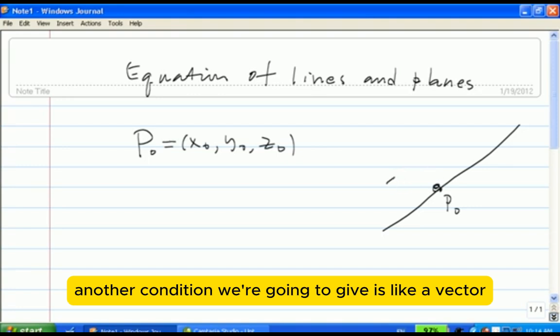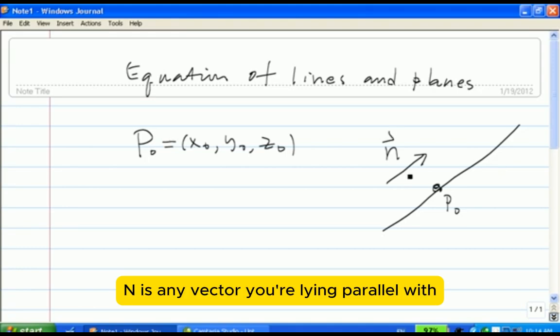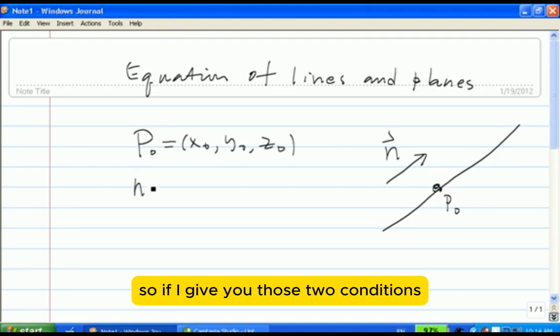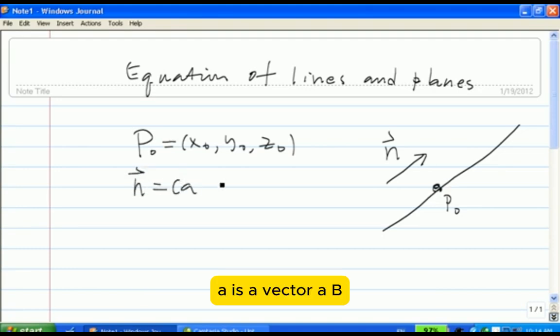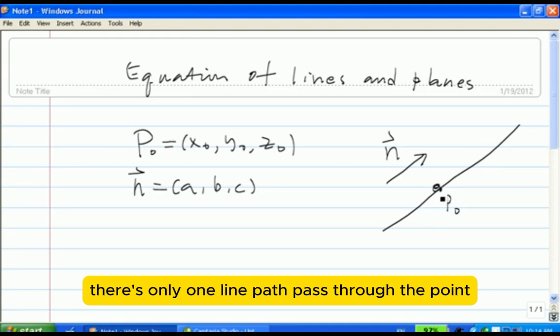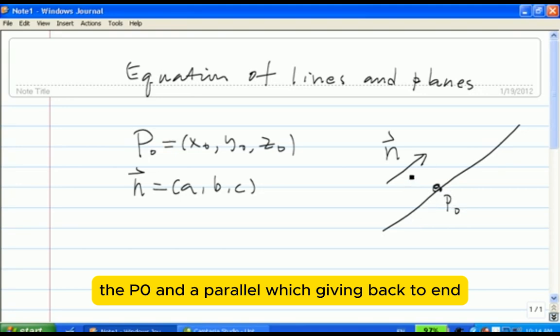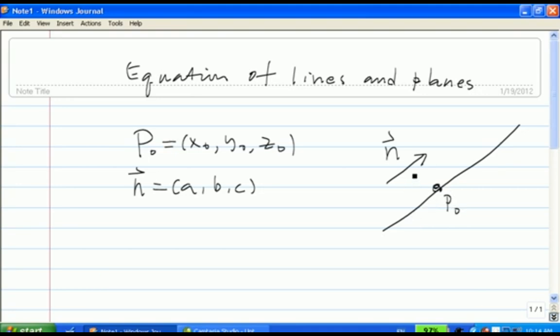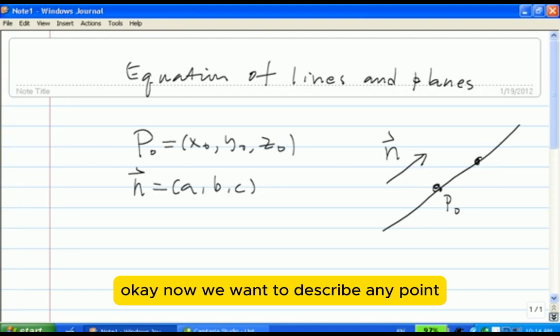Another condition we're going to give is a vector n. n is any vector your line is parallel with. So if I give you those two conditions, n is a vector a, b, and c, obviously there's only one line passing through the point P0 and parallel with the given vector n. Now we want to describe any point uniquely determined by these two conditions.